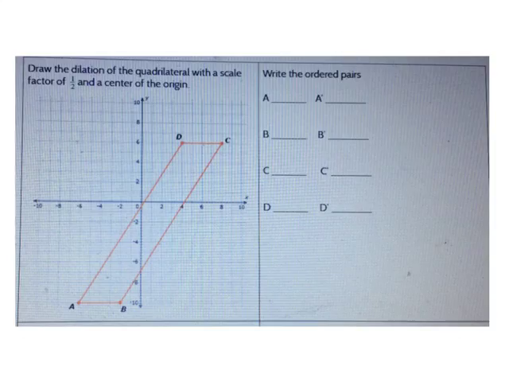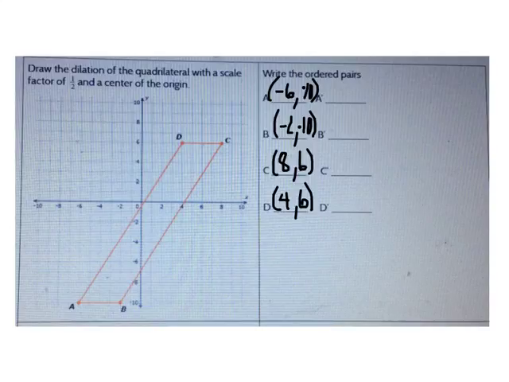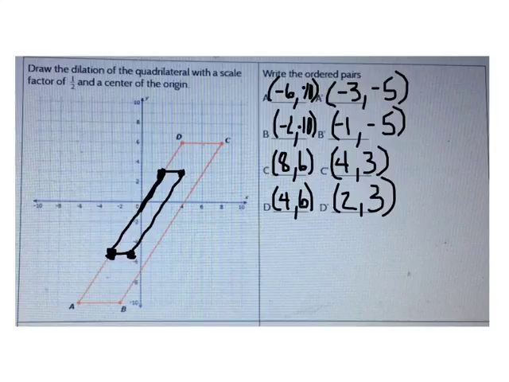Let's do 2 more. Draw the dilation of the quadrilateral with a scale factor of 1/2 and a center at the origin. First, what are the original ordered pairs for this quadrilateral? A is at -6, -10. B is at -2, -10. C is at 8, 6. D is at 4, 6. Now, find the new ordered pairs and enter them in the boxes, and draw the dilation of the figure. Check your work with mine. Your shape should look like the one that I've drawn on the screen.